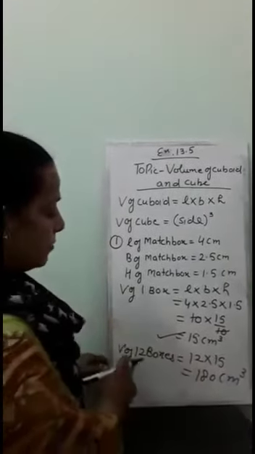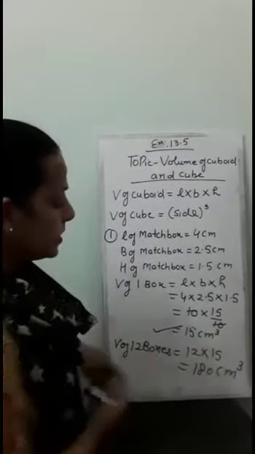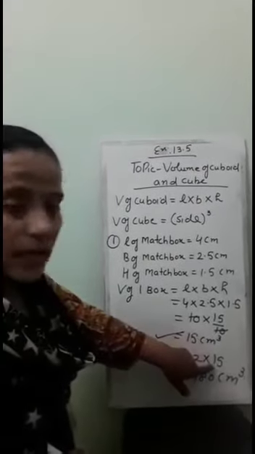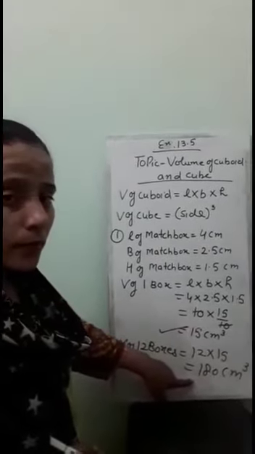Clear? Now we have to find the volume of 12 boxes. Volume of 12 boxes is 12 into 15. Answer is 180 centimeter cube.